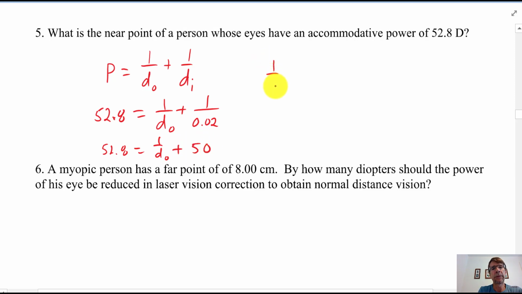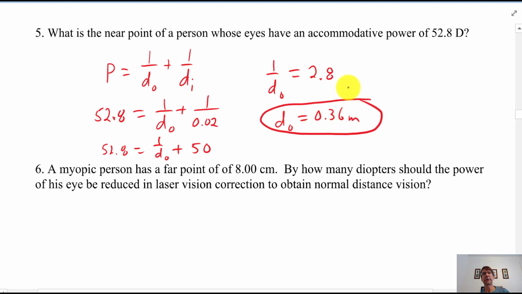So you end up with 1 over d sub O equals 2.8. So d sub O is 0.36 meters. So they have a near point of 36 centimeters. In other words, anything closer than that they can't reach. So they have to hold things far out, or you have to have corrective lenses, like we did in the previous problem.